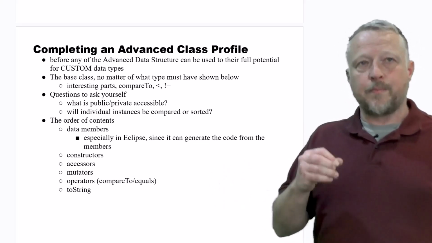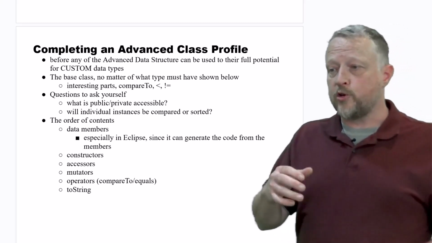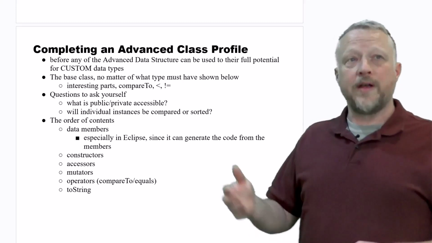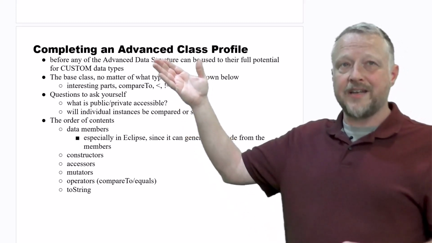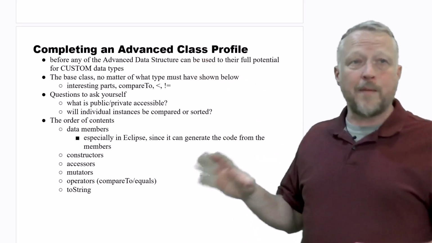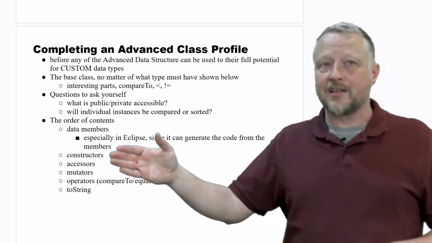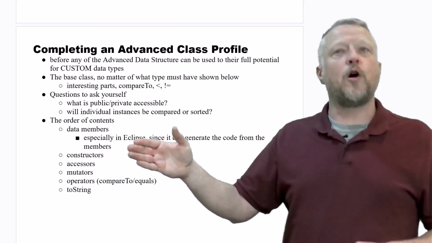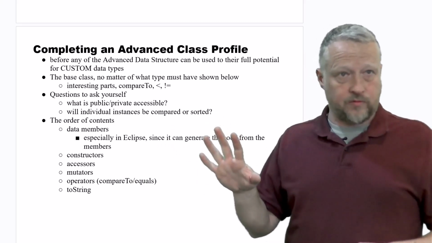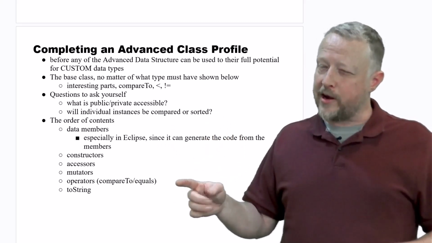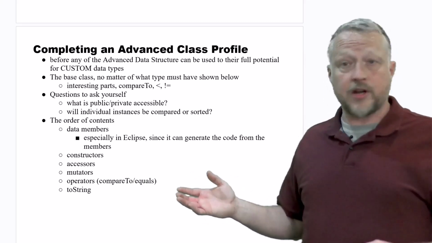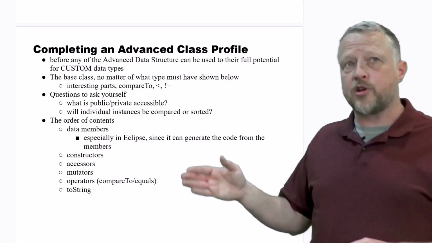In doing that, the best way of making sure that we use features that are very, very powerful in Java is what is called completing an advanced class profile. All that basically means is that it has a lot of different functions in it, like constructors, accessors and mutators, which you've covered before, operators, which we will cover here in a little bit, and then the toString function, which actually we've covered. So most of these we've actually already covered.